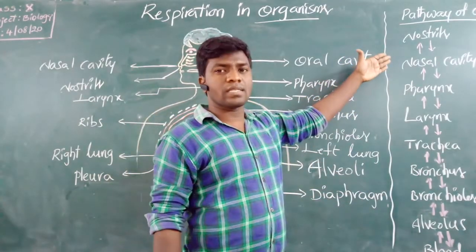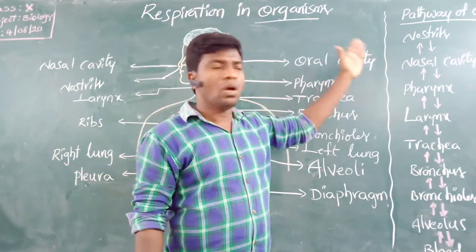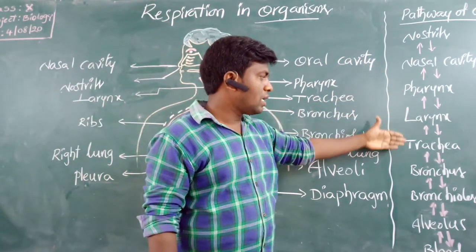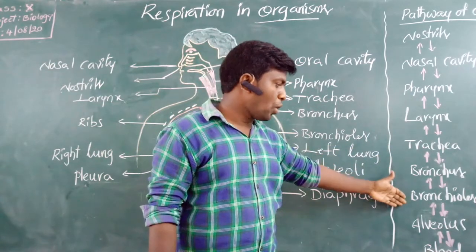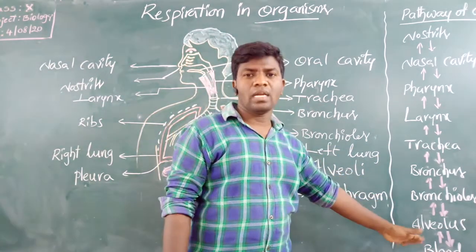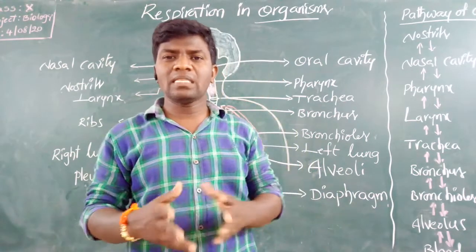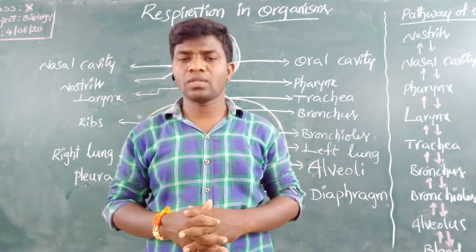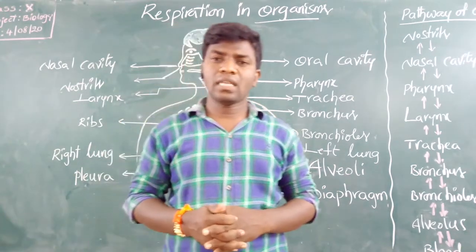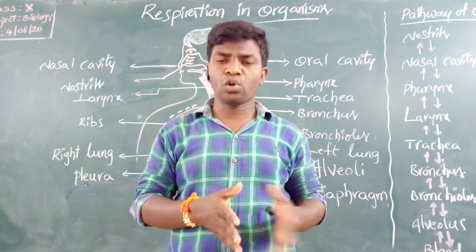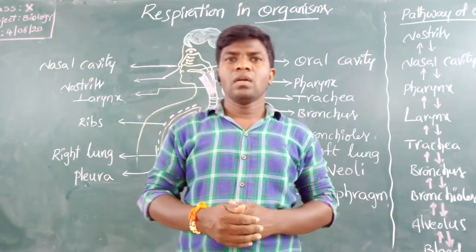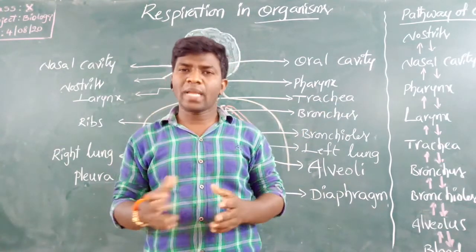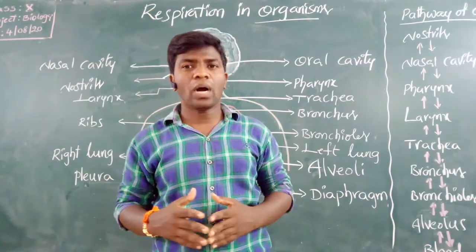So there are the nostrils. First of all, the air enters the nostrils, and next the nasal cavity, then the pharynx, larynx, trachea, bronchus, bronchioles, alveolus, and last and finally the blood. Blood is the medium of transporting carbon dioxide and oxygen. The air purification takes place in the alveoli. I told you already before. So here I want to explain about this respiratory tract or pathway of air.